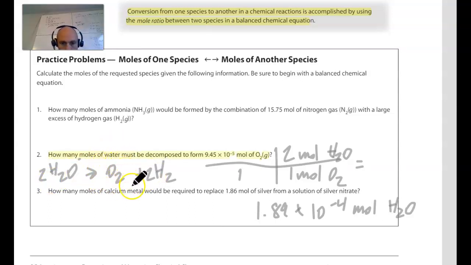And we're focused on the mole ratio that exists between oxygen, the value given to us, and what we're trying to get to, water. It's a 1 to 2 ratio between oxygen and water. So rather than rewriting 9.45 times 10 to the minus 5, I just put it over a 1. And then that mole ratio being 2 to 1, put 2 moles of water on top, 1 mole of oxygen on the bottom. That's, of course, so that moles of oxygen cancels, leaving us with moles of water. And when I round to sig figs, I got 1.89 times 10 to the minus 4 moles of water.